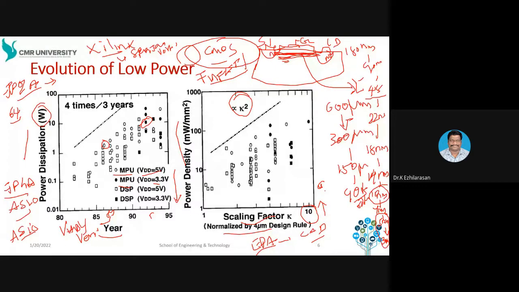Here, one thing I mentioned: in ASIC also, you have two different types of levels of design. One is a semi-custom level design. The other one is full custom design. You might have heard about semi-custom design and full custom design. So what is meant by semi-custom design and full custom design?